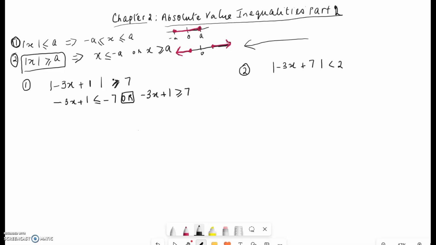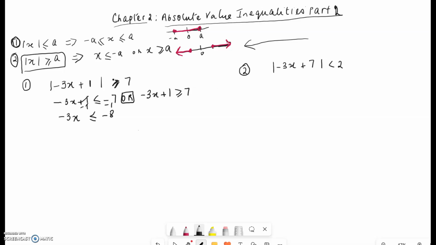Now we solve for x just like before. Subtract 1 on both sides. The direction of the inequality doesn't change. That's a 0, so -3x plus 0 is -3x. The direction doesn't change because we are subtracting a number. -7 minus 1 is equal to -8. So we subtracted 1 on both sides.